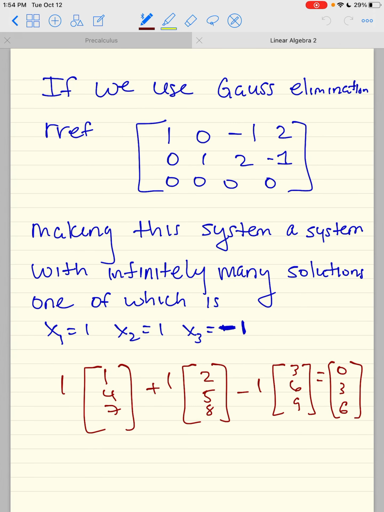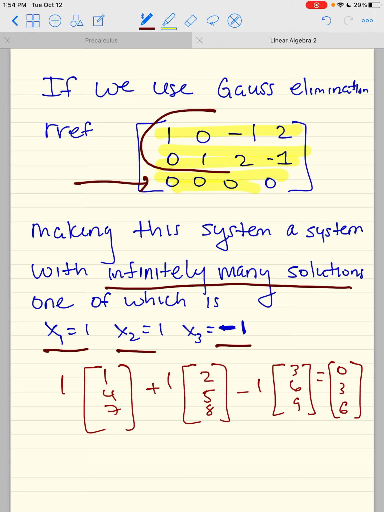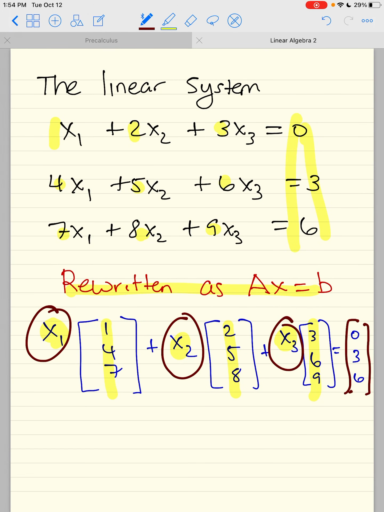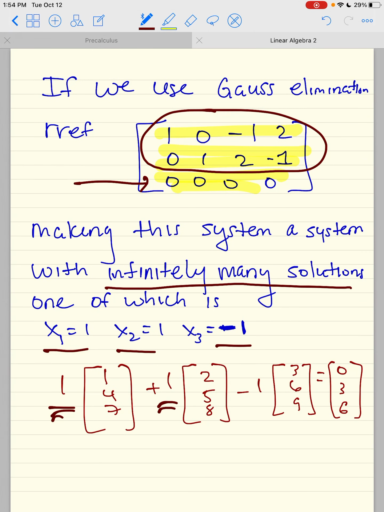I used reduced row echelon form, and I reduced it down to here. I notice that I have one row that's all zeros, which means I have infinitely many solutions. So I can pick any solution based off of what I did there. So x1 is 1, x2 is 1, x3 is -1 based off of our parametric representation. And so what I'm going to do here is go back to this, x1, x2, x3, and put those numbers here.